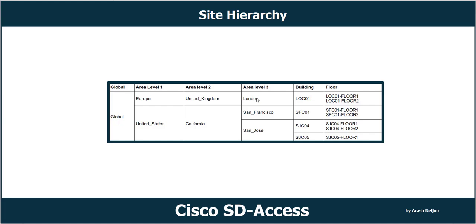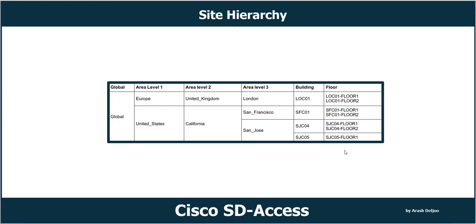As you can see, in London, we have one building. In San Francisco, we have another building, and in San Jose, we have two buildings. And as you can see here, we have two floors in the building of London, two floors in the building of San Francisco, and two floors in the first building of San Jose, and one other floor in the next building of San Jose.